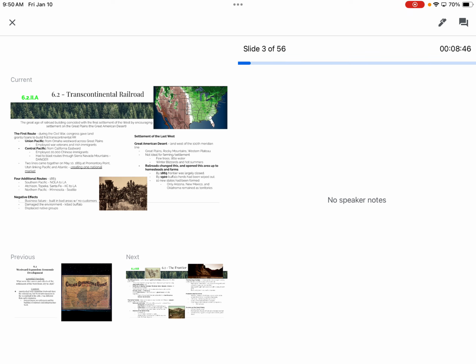Then you have the Atchison Railroad, Topeka, Kansas to Santa Fe, New Mexico. And then you have the Northern Pacific, which was Duluth, Minnesota to Seattle.